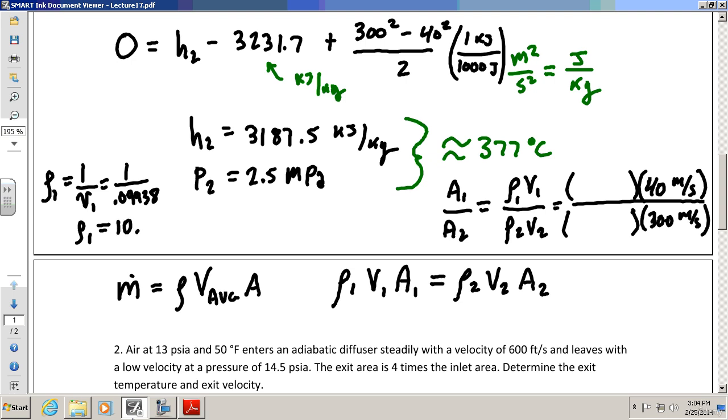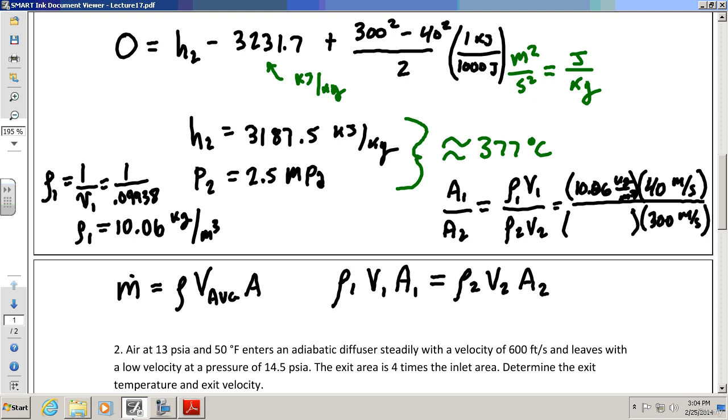It is 10.06. I wasn't sure. I didn't want to give you the wrong information. So that's going to be 10.06 kilograms per meters cubed. So you can put that in for rho 1, 10.06 kilograms per meters cubed. Okay?